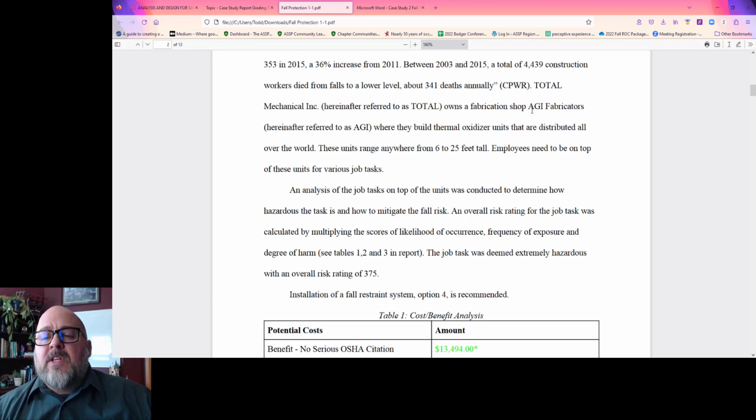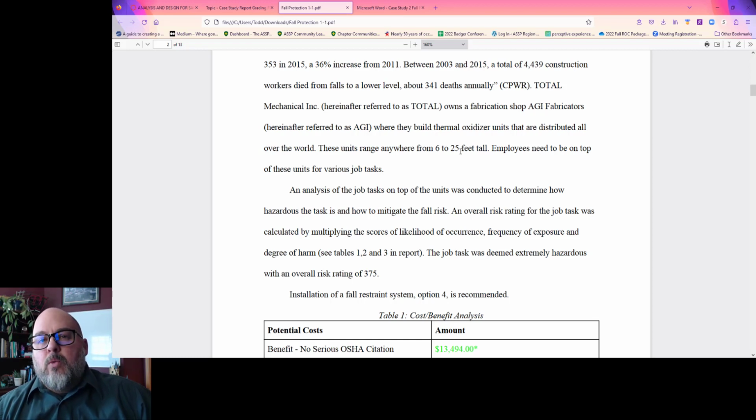Oh, no, it's an off-site place. So they own a fabrication shop, so it must be a subsidiary. They build thermal oxidizer units. I think those are just like heat units, converting VOCs maybe to less toxic. They're distributed all over the world. These units range anywhere from 6 to 25 feet tall, so at height. Employees need to be on top of these units for various jobs.